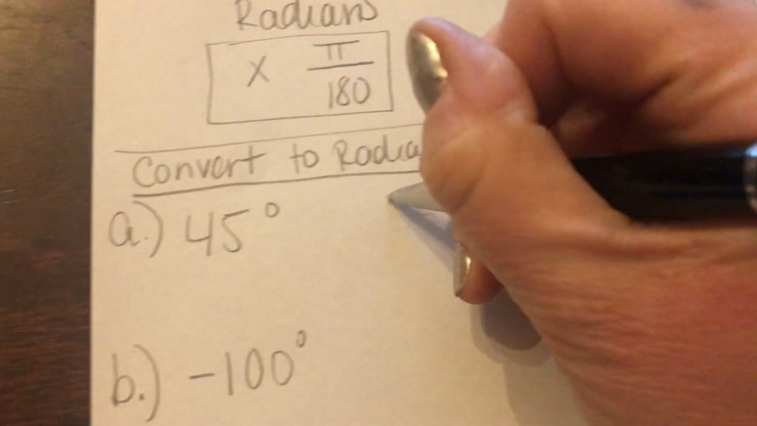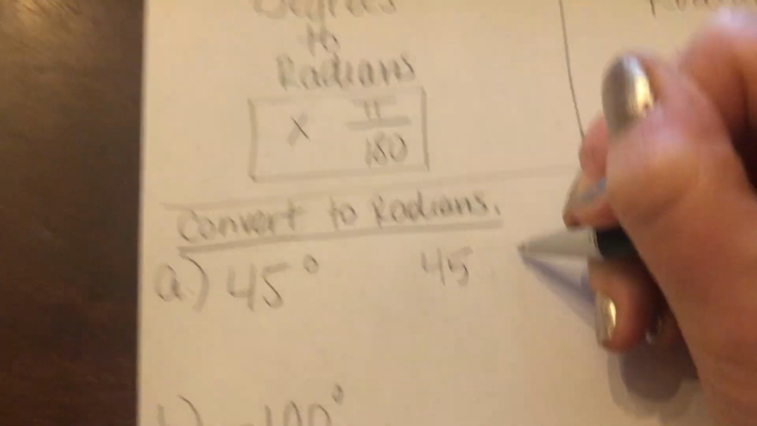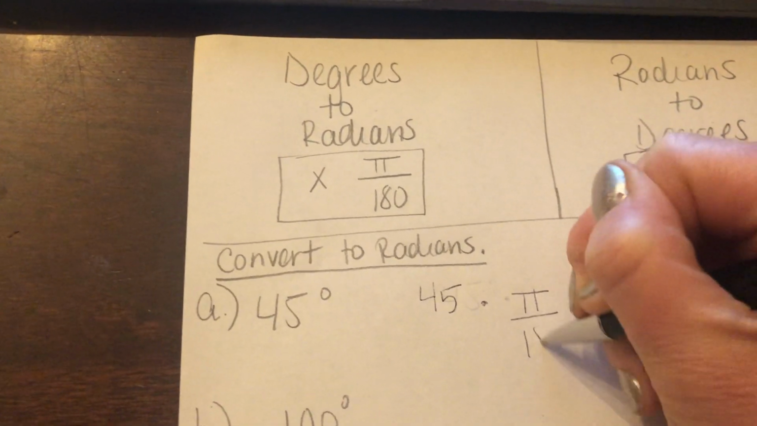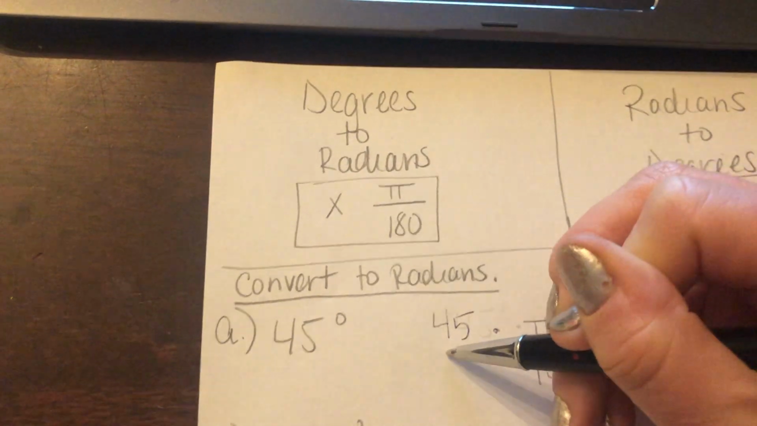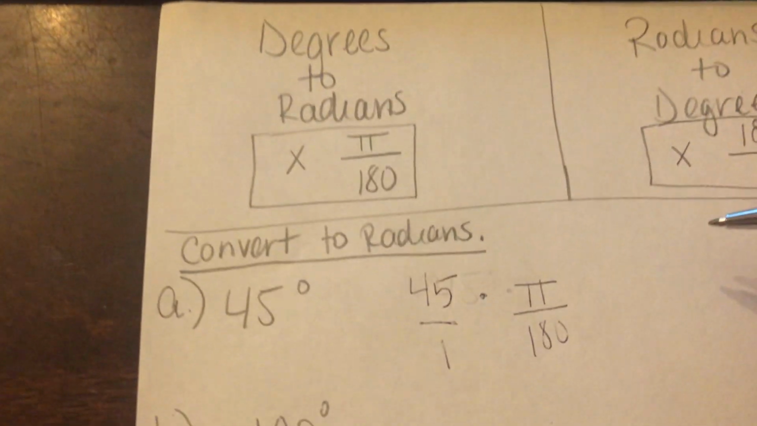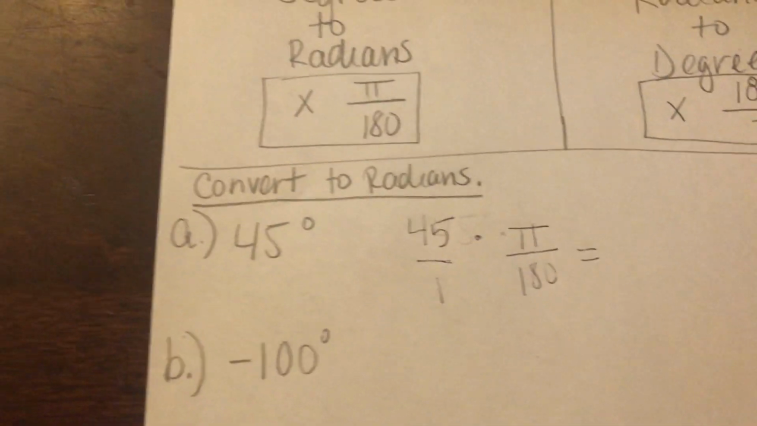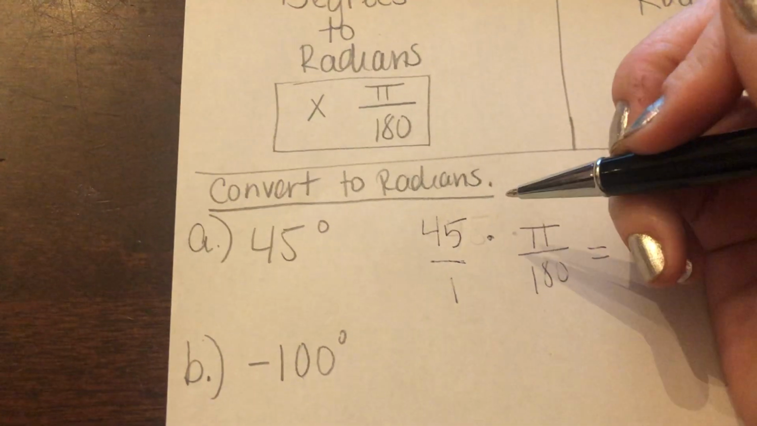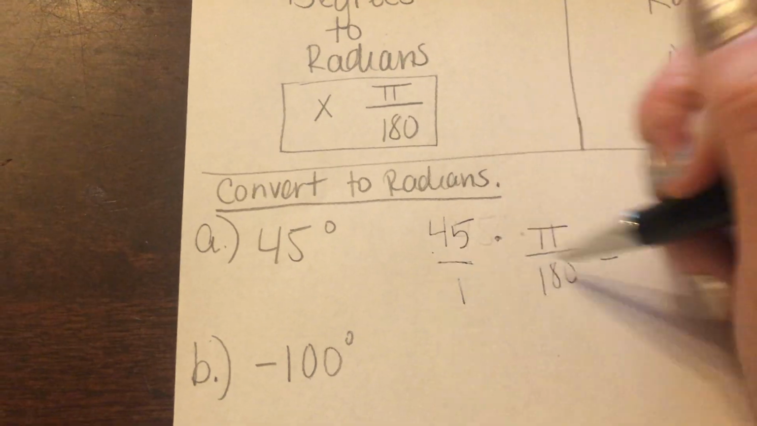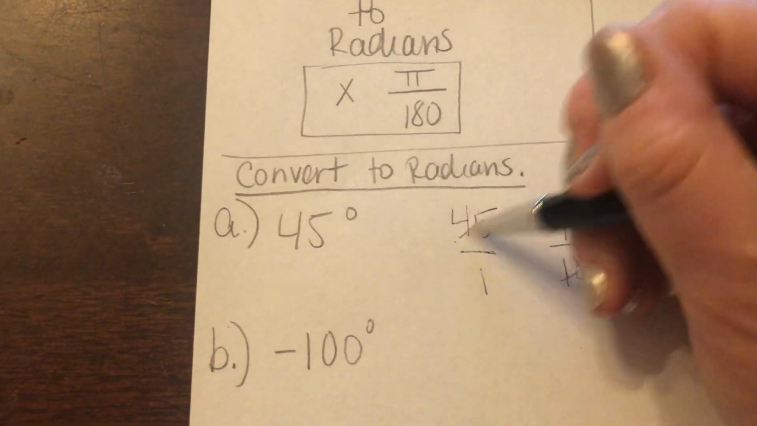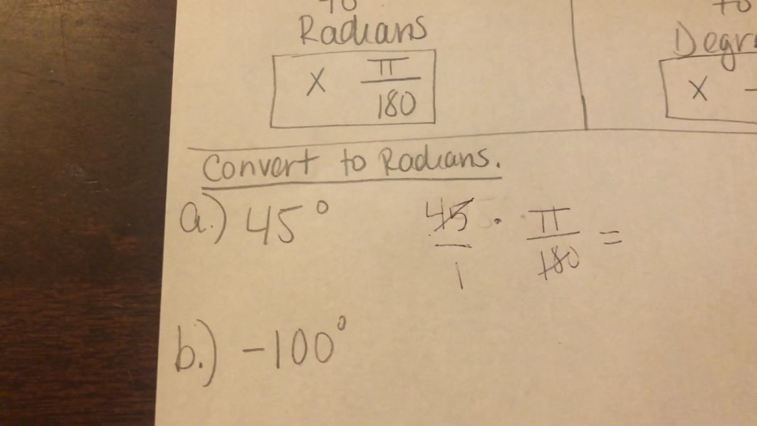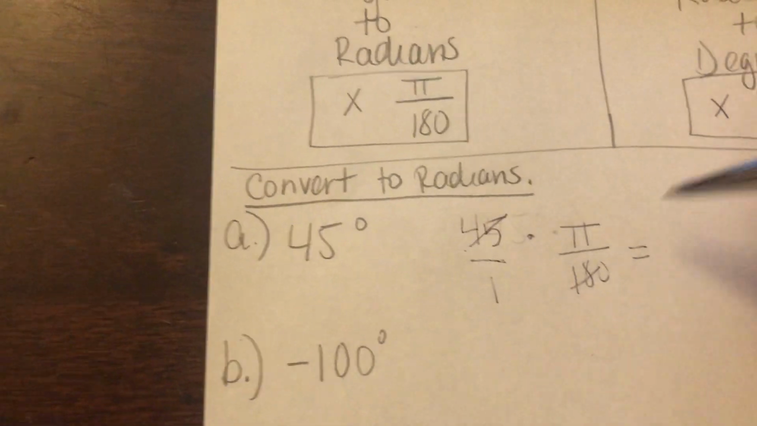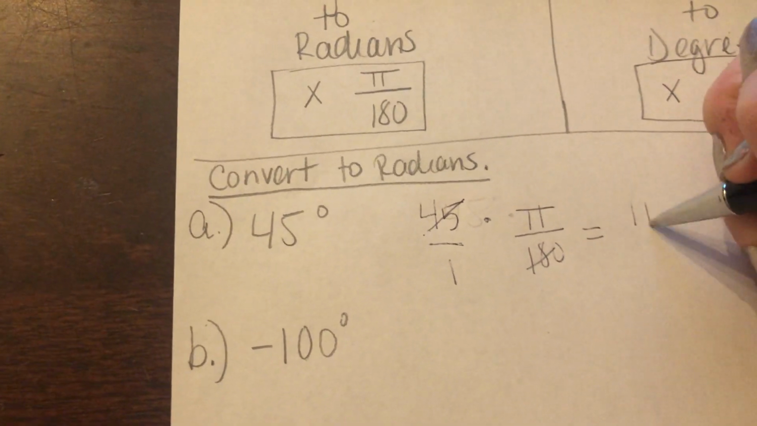So I'm going to take the 45 degrees. I'm going to multiply by pi over 180. If you like to see it with the 1 under, you can do that, but you don't need to. And then I'm just going to multiply. Here, what do I have? I can divide this by 45. 45 times 4 gives me 180. And so that gives me pi over 4.